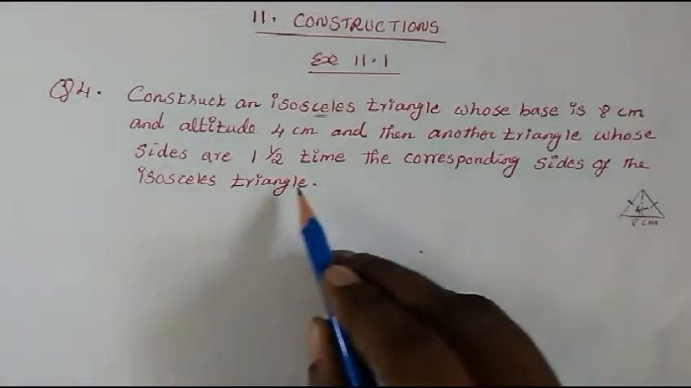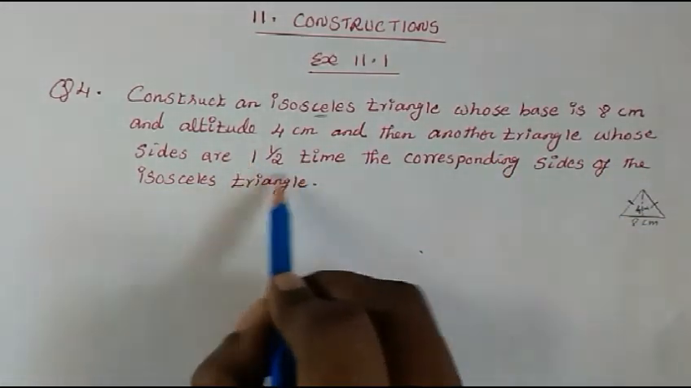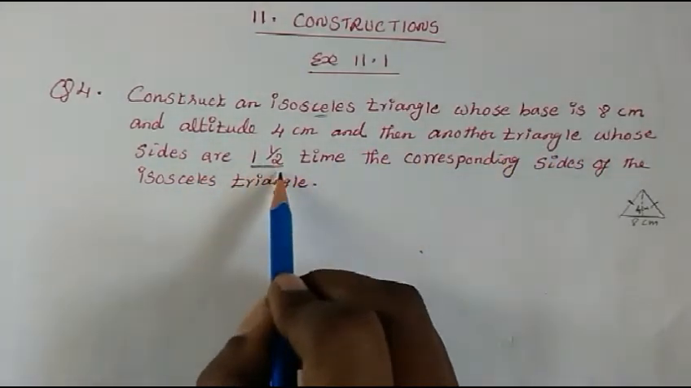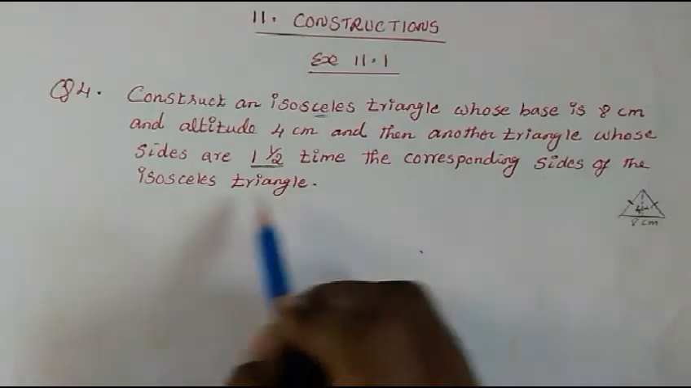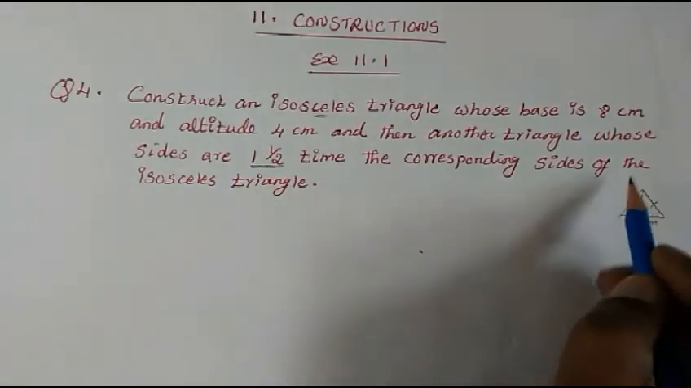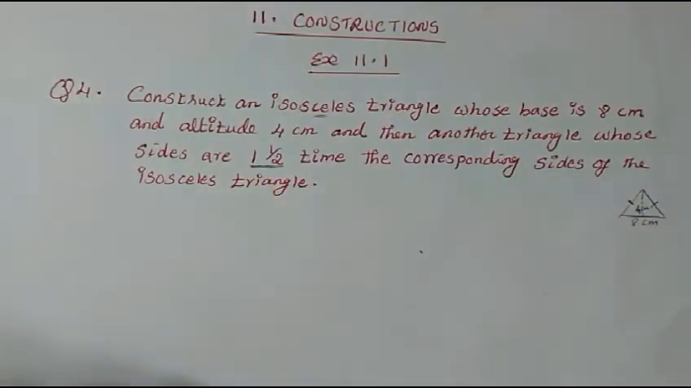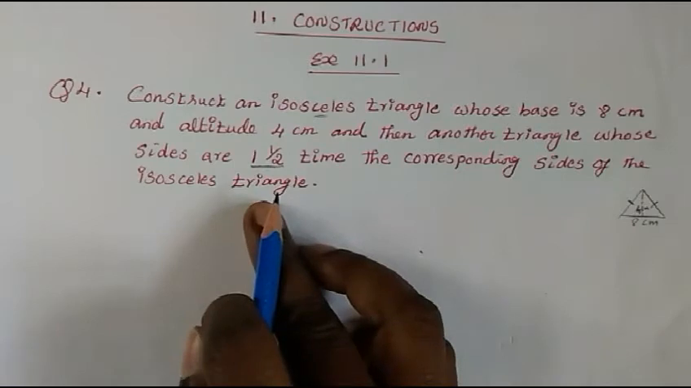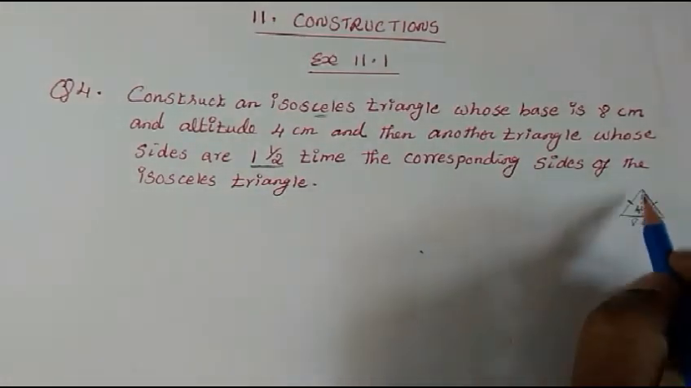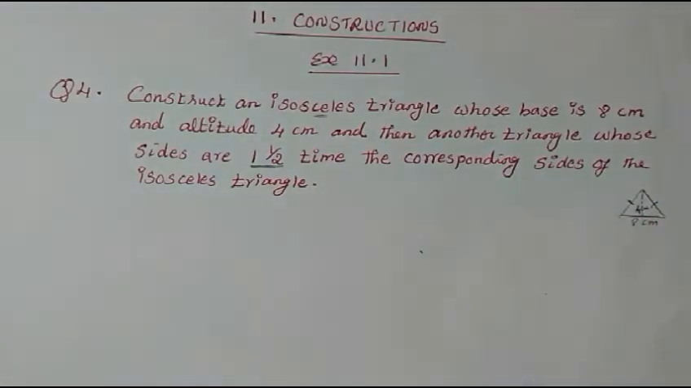Then we have to draw another triangle whose sides are 1 and 1/2 times the corresponding sides of the isosceles triangle. Of this triangle, we have to draw a similar triangle whose sides will be of these times. So first we will draw the isosceles triangle whose base is 8 centimeter and altitude should be 4 centimeter. So let's do that first.